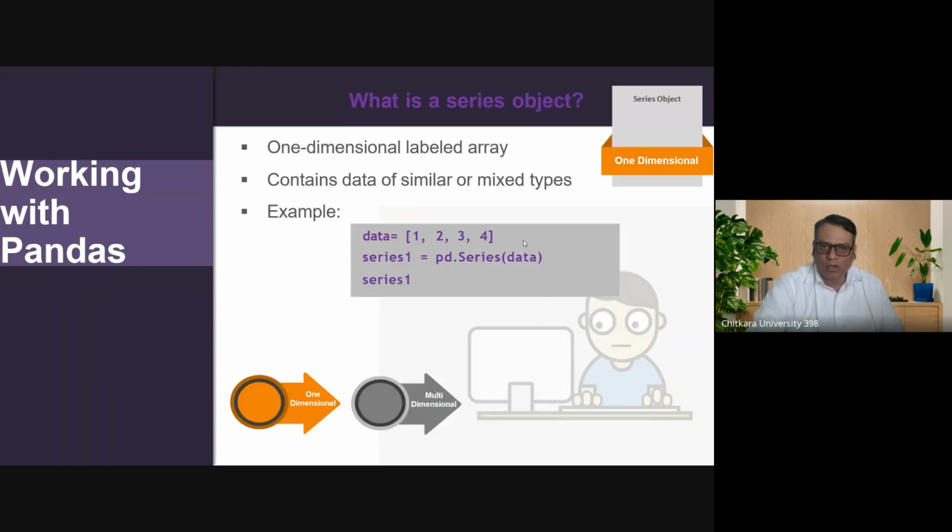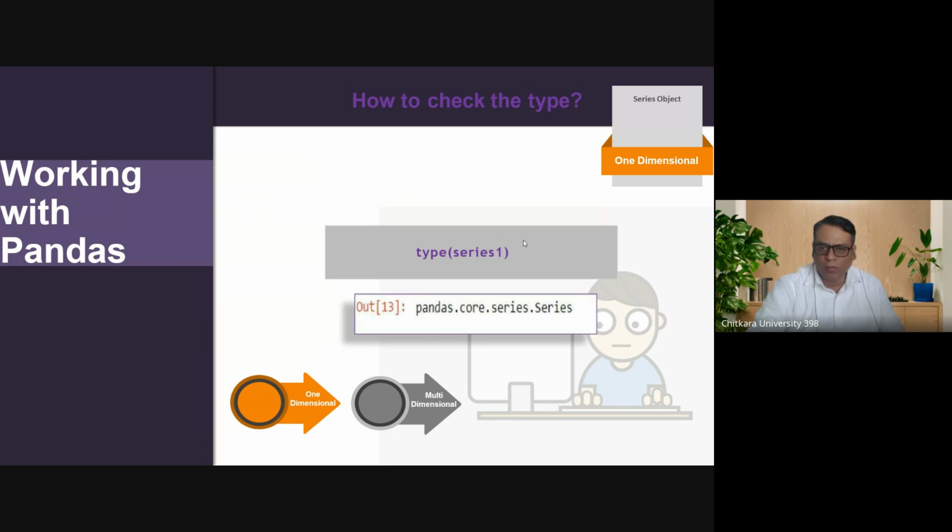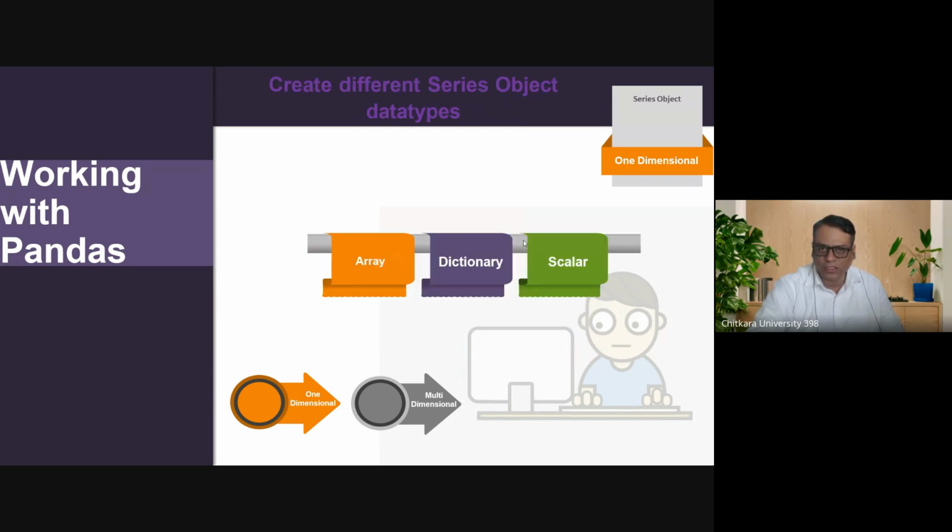So what is a series object? A series object means a one-dimensional labeled array containing data of a similar or mixed type. For example, you can see right here, we have created a variable data, and inside this variable, we have placed a list of the integer values 1, 2, 3, 4. And you can see this series1 is created with the help of pd, and the series data is represented in the series1 variable. As you can see, the output pandas.core.series.Series is displayed in one dimension.